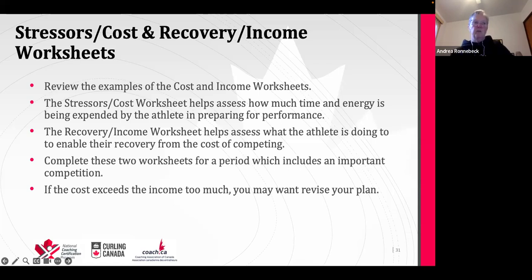Try it first with a competition that may not mean so much, a competition that's slightly less important than a major competition. Analyze what you can do to ensure that the recovery income is greater than the stressors and costs. Does it mean more sleep? Does it mean fewer practices or shorter practices?